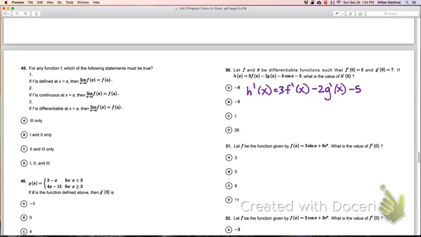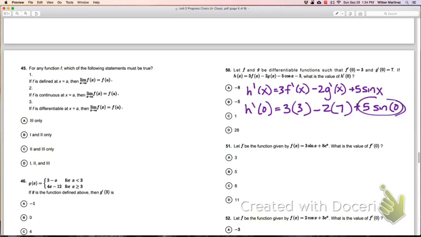So negative 5 times negative sine of x would be positive 5 sine of x. And then last but not least, the derivative of negative 3, which is 0. If I plug in 0 for x, I get h prime of 0 to be equal to 3 times f prime of 0. And f prime of 0 is 3. Minus 2 times g prime of 0, and g prime of 0 is 7. Plus 5 times sine of 0, and sine of 0 is 0.